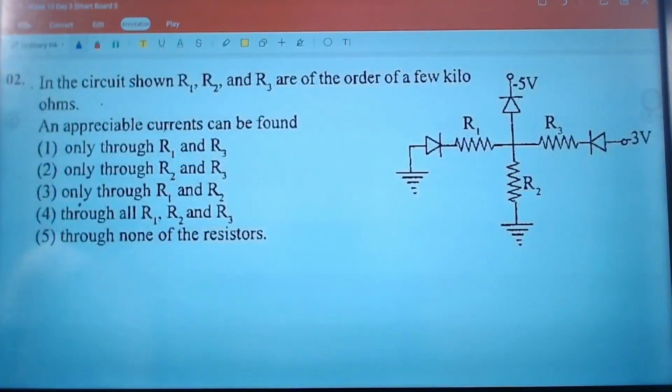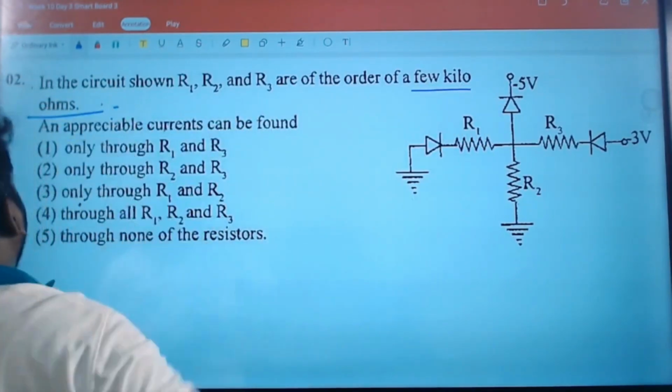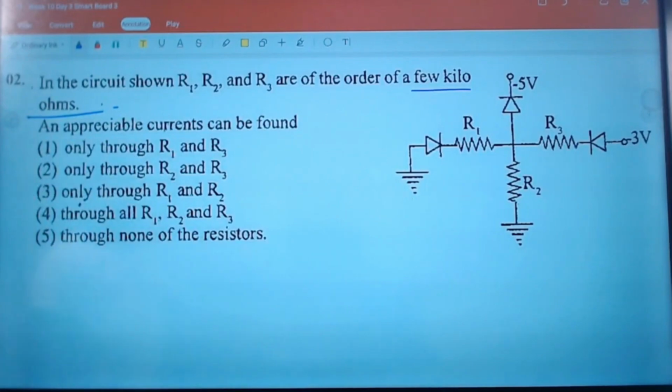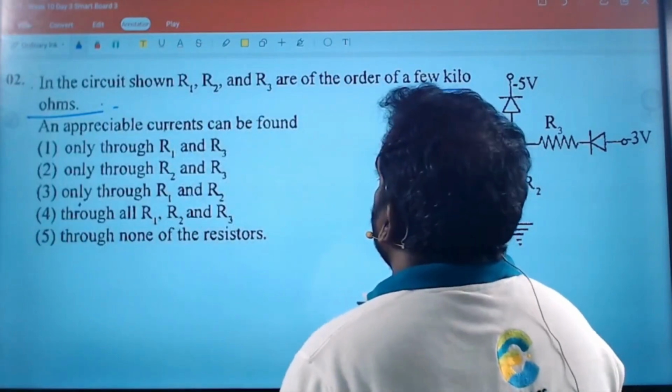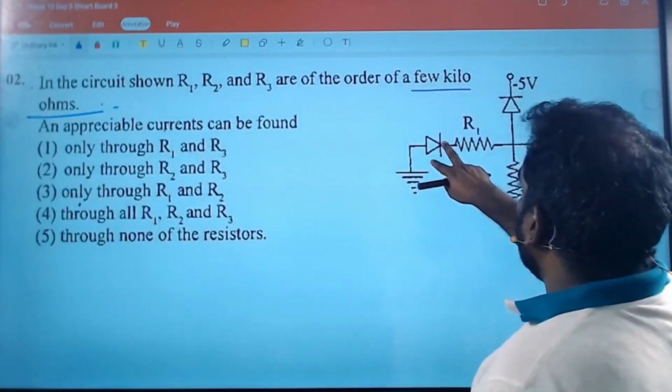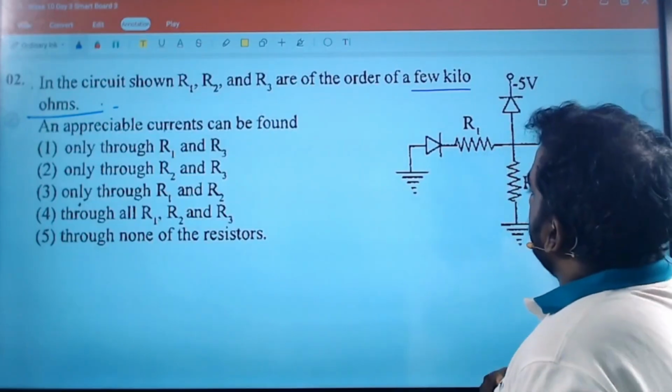Question number 2. In the circuit shown, R1, R2, R3 are of the order of a few kilo ohms. An appreciable current can be found.